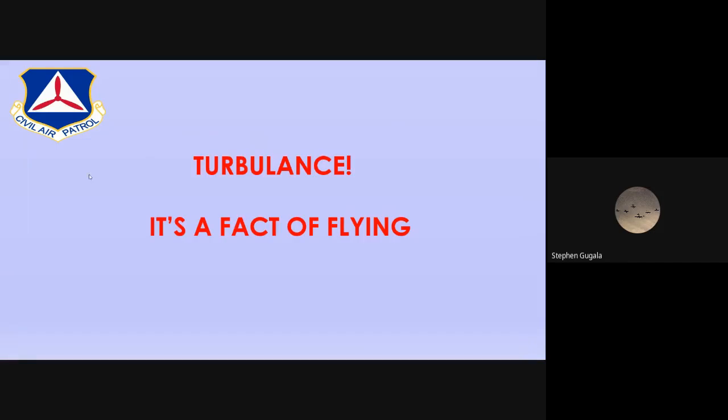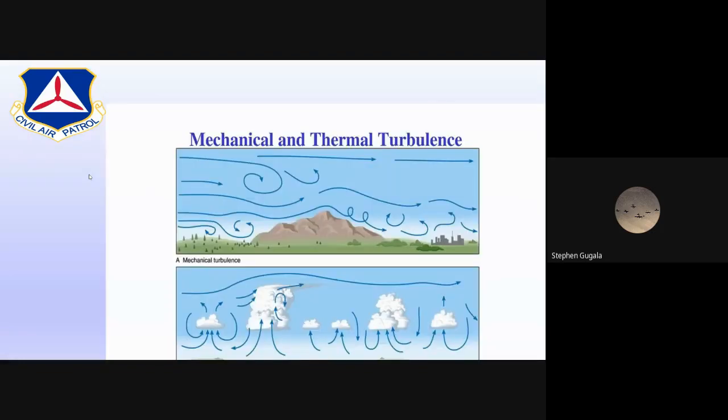So let's talk about turbulence. It's a fact of flying. It's there. There's nothing we can do about it, and we're going to have to live with it. So there are two causes of turbulence, mechanical and thermal.